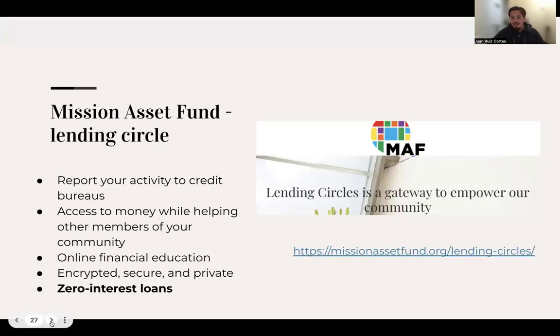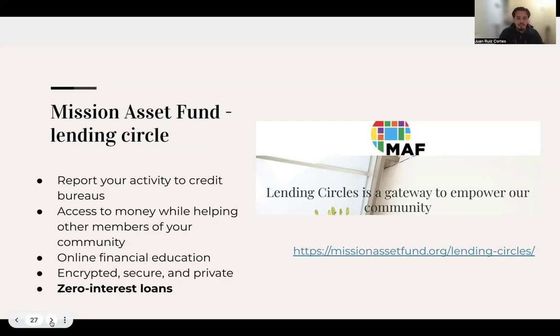So let's say you want to launch a business and you have your business plan and you want to get a small loan to do that. Mission Asset Fund is a lending circle, which is very similar to a lending circle you might have already with friends or family. In Spanish, it might be known as a tanda, where folks get together, make a plan, and everybody lends each other money. So the Mission Asset Fund took on this idea of a lending circle.